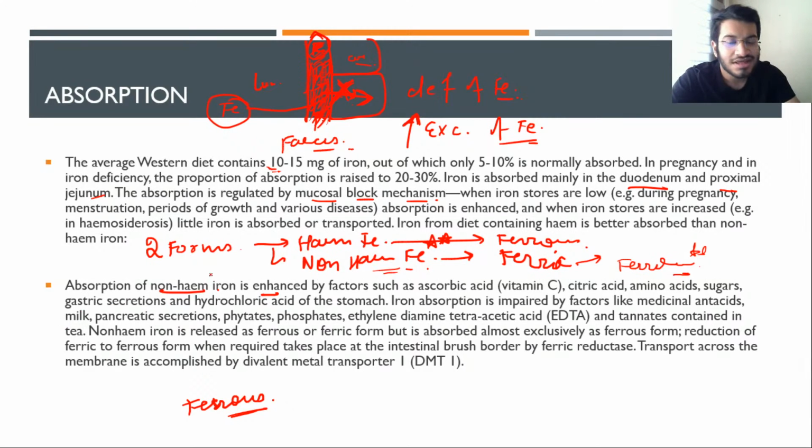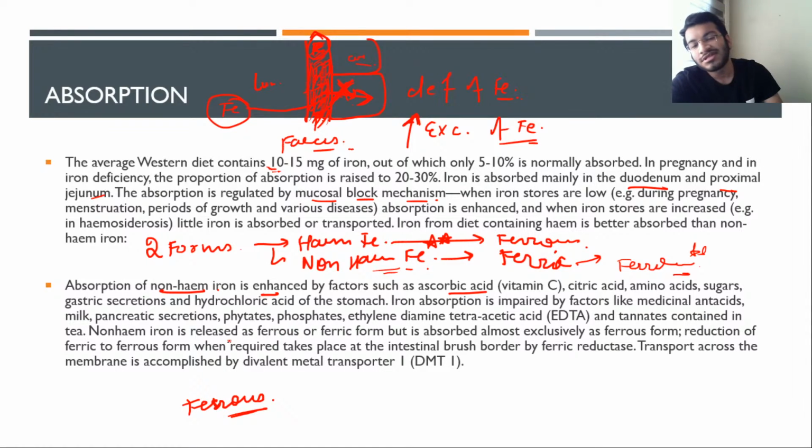So the absorption of the non-heme iron is enhanced by factors such as ascorbic acid. So all the acids will increase the absorption of the non-heme iron, because if there is an acidic environment, then more ferric will be converted to ferrous, and thus the absorption will be improved, right? Ascorbic acid, citric acid, amino acids, sugars, gastric secretions, HCl of the stomach, these all will increase the conversion of the non-heme iron to the heme iron.